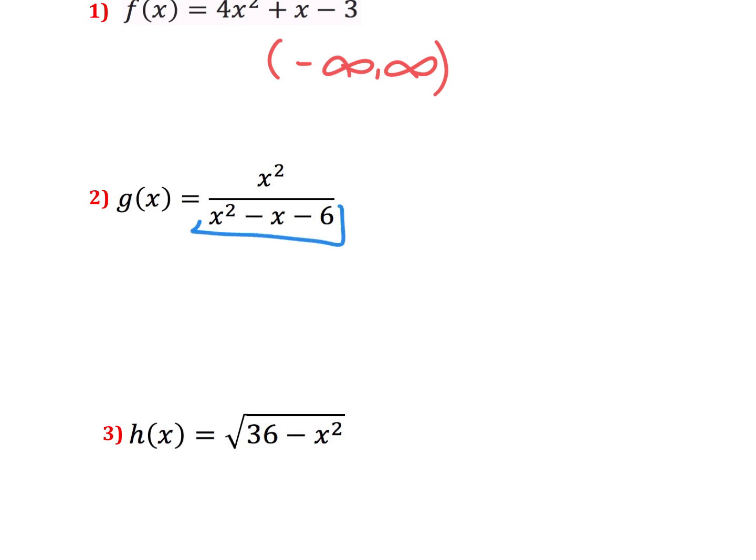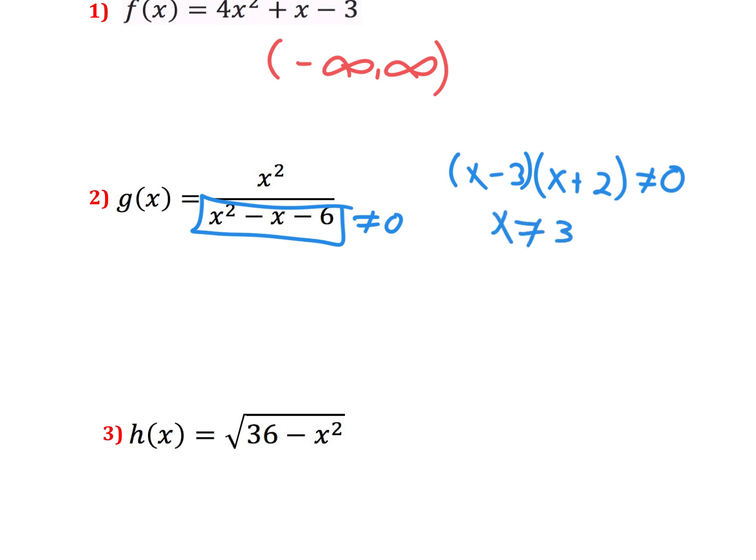Number 2, I'm looking in that denominator. I see an x down there. It is not allowed to equal 0. I need to figure out which x values would make that thing equal 0. So I'm going to factor this. Let's see, numbers that would multiply to be a negative 6 but add up to a negative 1, that would be a negative 3 and a positive 2. If I solve this out using the zero product property, I find that x is not allowed to equal 3 and x is not allowed to equal negative 2. Every other x value is fair game except for those 2.